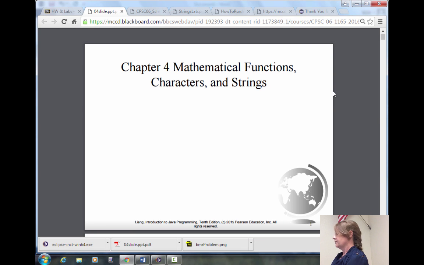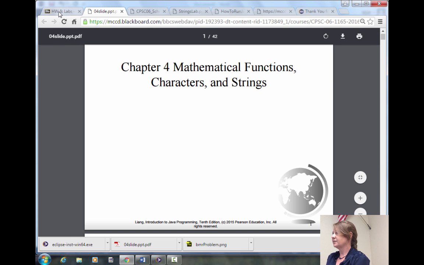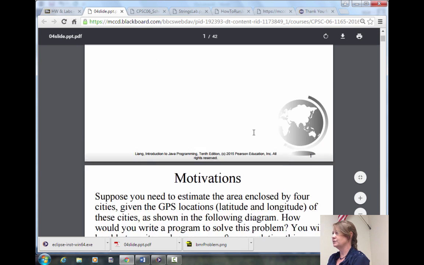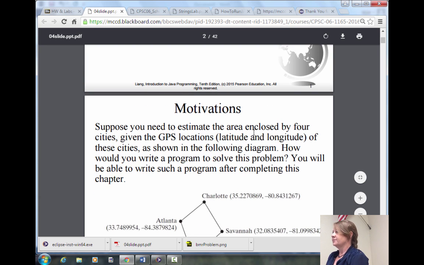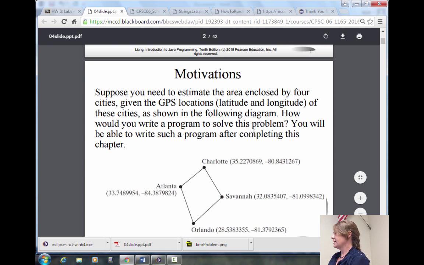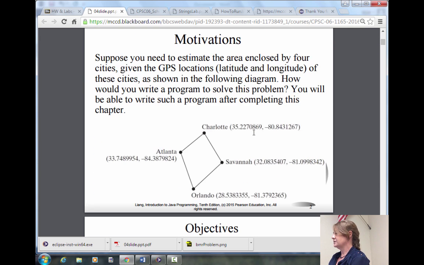All right, so this week I'm going to use the slides that come with the textbook, and so I might scroll through a few of them a little bit quickly, but you have access to these slides in your lectures and notes.